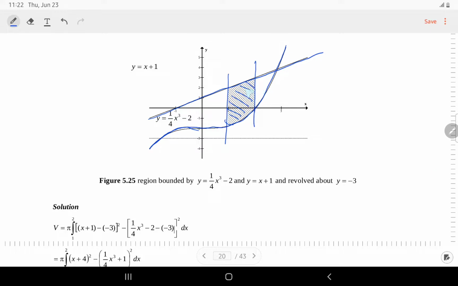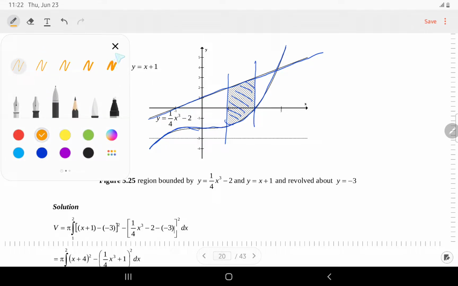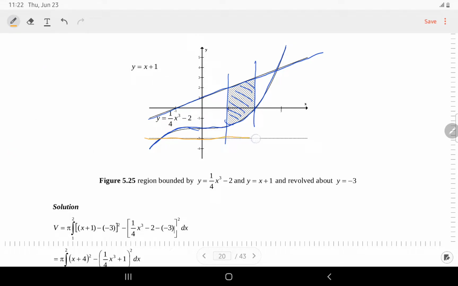Okay, so this region is going to revolve 360 degrees about this axis, y equals negative 3. So here is y equals negative 3, the axis of revolution. The shaded region will rotate 360 degrees about this line. The axis of revolution is a horizontal line, so we will integrate by dx.